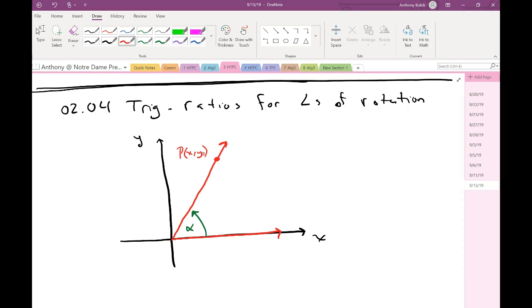Everybody okay with this so far? Okay. So notice here that if I draw a vertical line from that point P down to the x-axis, what I've done is I've created a right triangle, right? Can everybody see that?